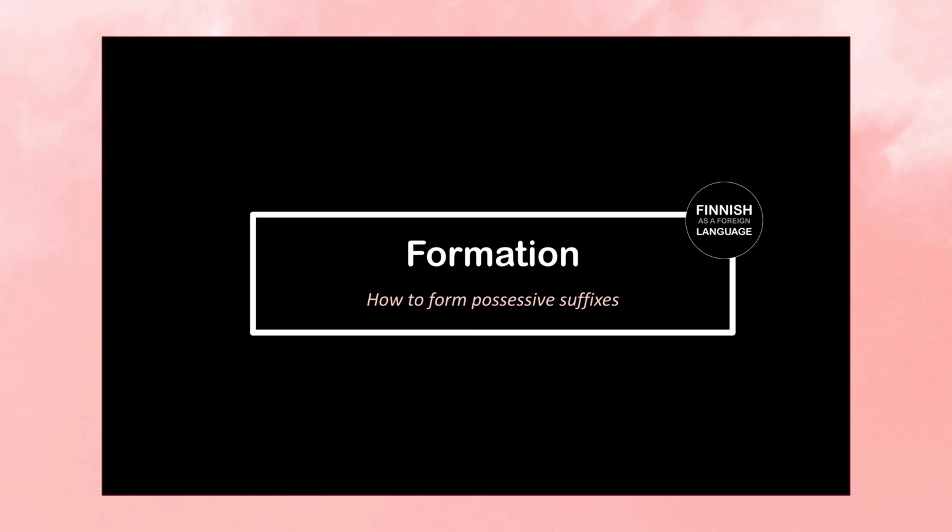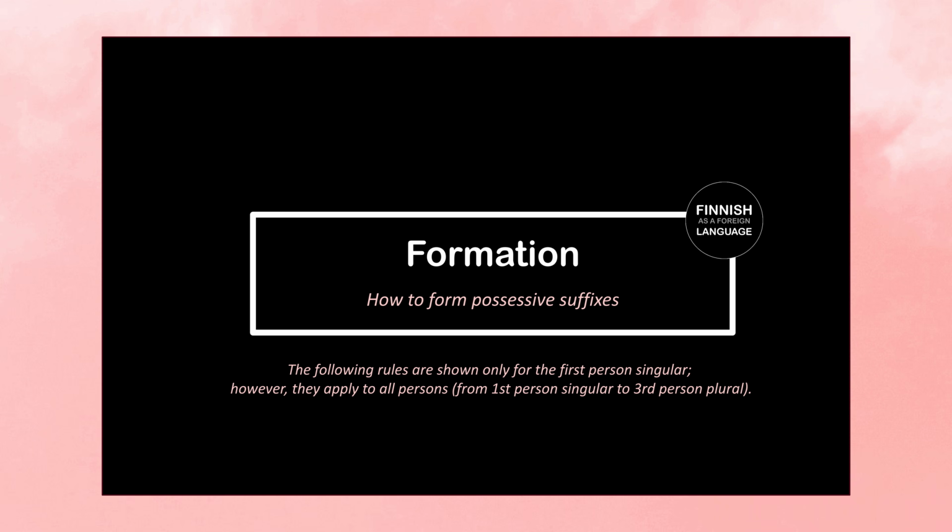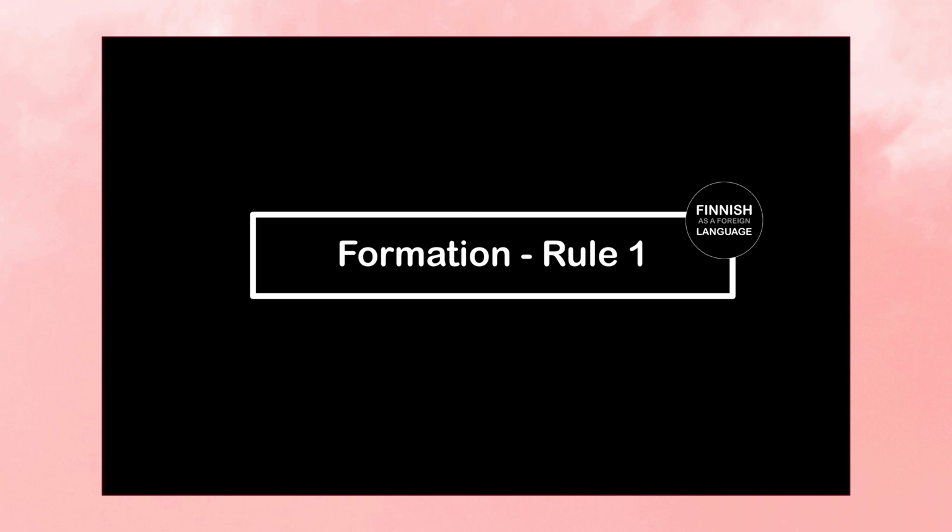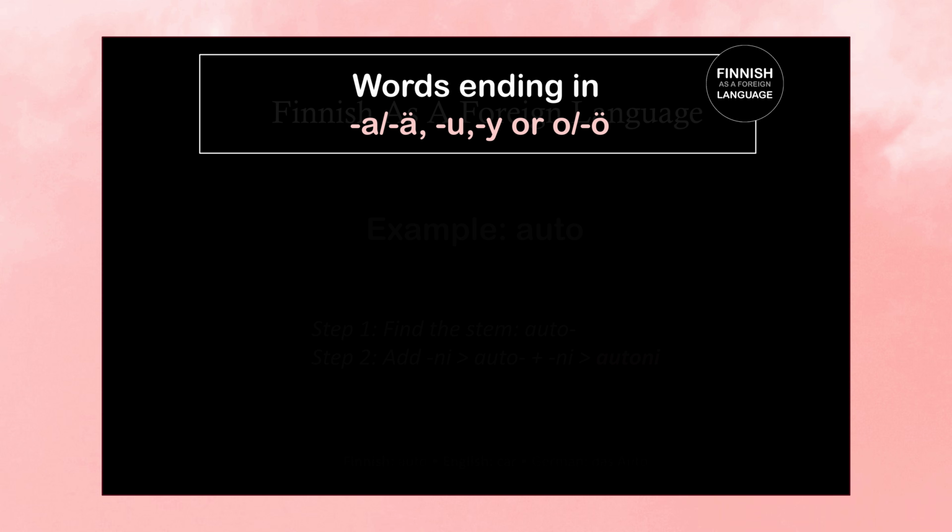Now we move on to our next big chapter, which is about the formation. How do we form possessive suffixes? So to keep it simple, I will only use the first person suffix for all examples, but know that the rules apply for all persons. So we start with rule number 1. Words ending in the vowels a, u, y, or o and ö. Let's take a look at one example.